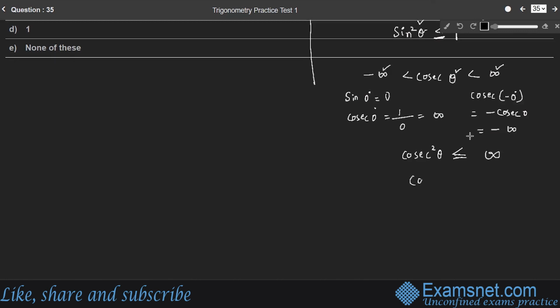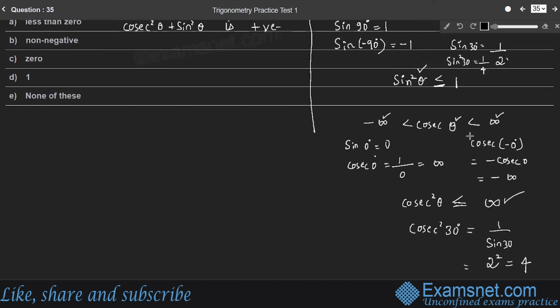For example, cosecant square 30 degree is equal to, so it is the inverse of sine. So sine 30 degree is 1 by 2. So 1 by 1 by 2 gives 2. And its square becomes 2 square, which is equal to 4. So 4 is less than infinity, right? Therefore, cosecant square is less than or equal to infinity.